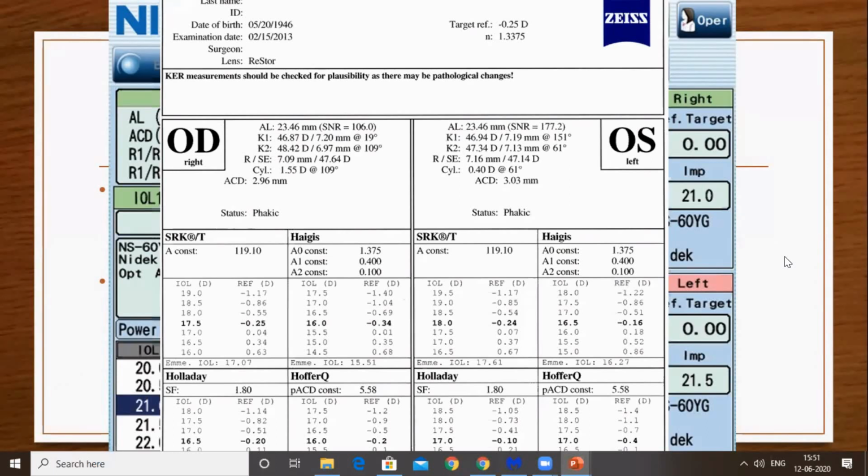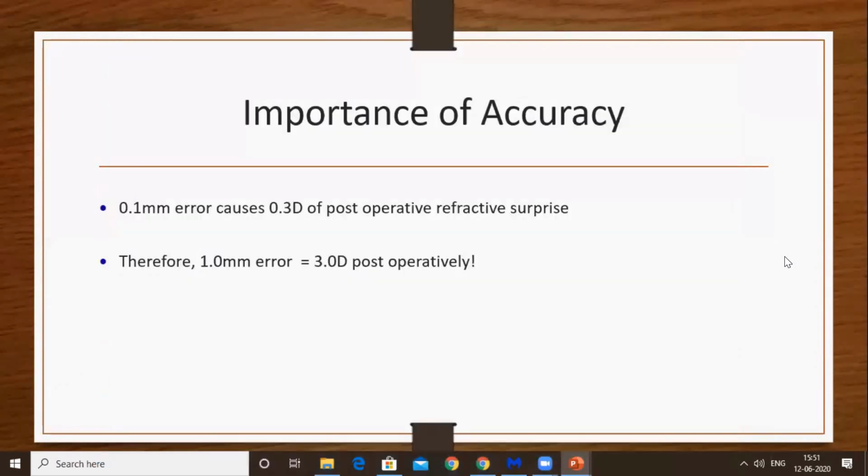Okay, I'm moving to the next slide. While calculating the axial length measurement, accuracy is very, very important, because even a 0.1 mm error in the axial length measurement will end up with a 0.3 diopter error post-operatively. So if you have a 1 mm error in an axial length measurement, after surgery the patient will end up with a 3 diopter refractive error.